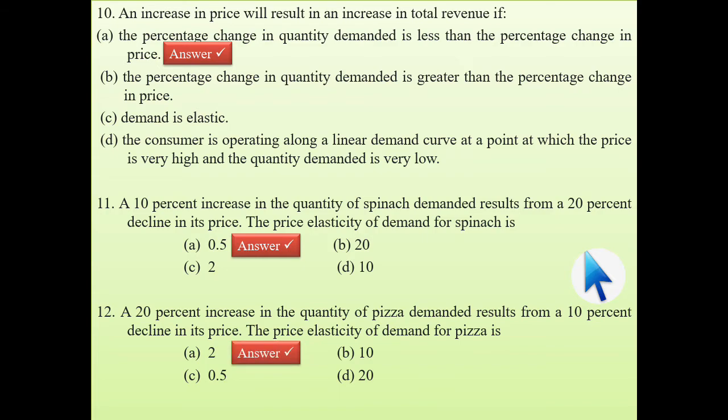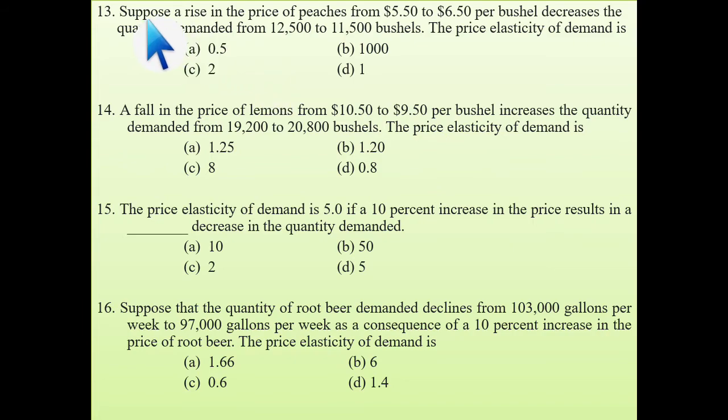Fine. Okay. Next one is, suppose the rise in the price of peaches from $5.5 to $6.5 per bushel decreases the quantity demanded from 12,500 to 11,500. So what is the price elasticity of demand? Put the formula and get the answer. Your answer is 0.5.